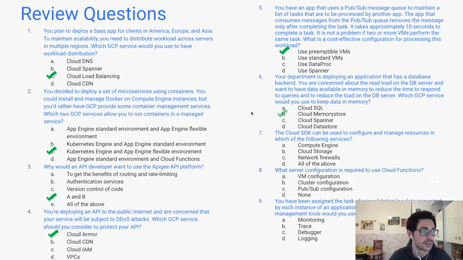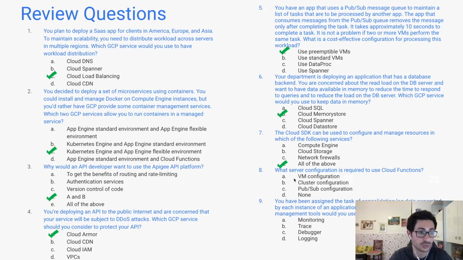That's easy. The Cloud SDK can be used to configure and manage resources in which of the following services? Compute Engine, Cloud Storage, Network Firewalls, or all of the above. So the Cloud SDK, if you remember, is basically the SDK that you can install and run commands with. So basically you can use it with everything. So it's D.